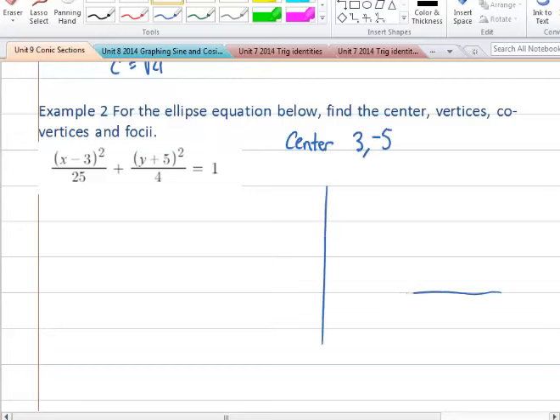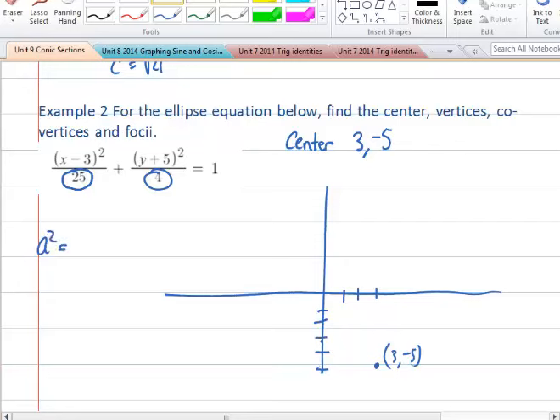So I always like to draw a picture because I think a picture is worth 1,000 words. It's much easier to see if I draw it. So we're at 3, and then we go down 5. So we're at this point here, 3 comma negative 5. Now, we have to identify if we have an x-axis ellipse, which has a major axis, or a y-axis ellipse. Because the 25 is larger than the 4, I know my a squared value, or my major axis, is 25, and the b squared value is 4. So that would mean that my a value is 5 and my b value is 2.